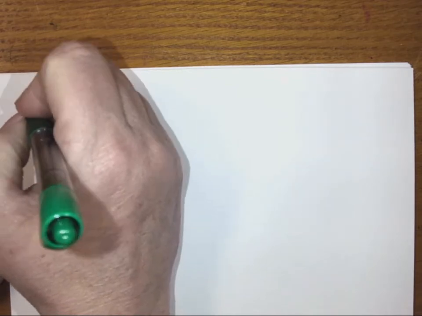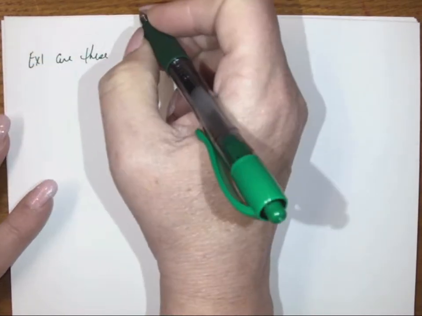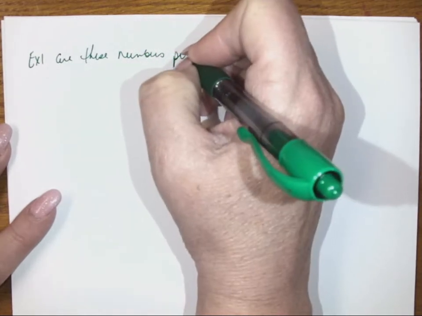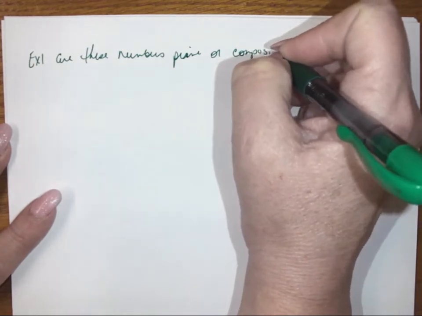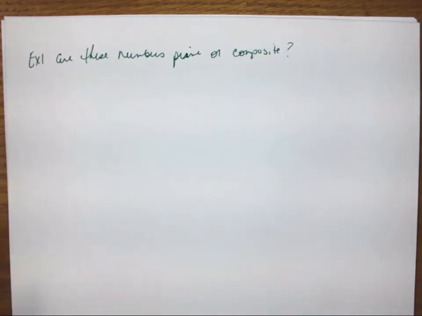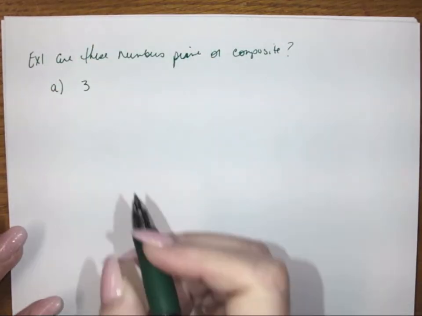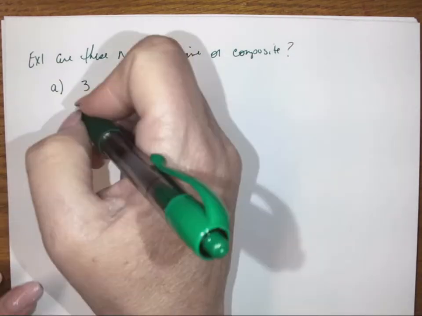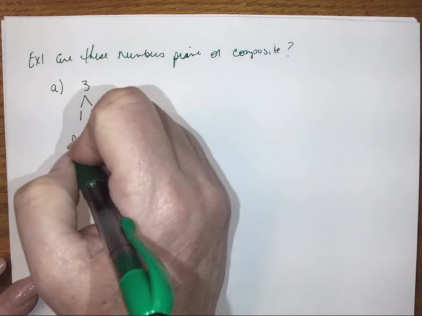So for example 1, we want to know, are these numbers prime or composite? The first one we want to look at is 3. If I do a prime factorization of 3, then I only get 1 times 3. So that tells us this is going to be prime.